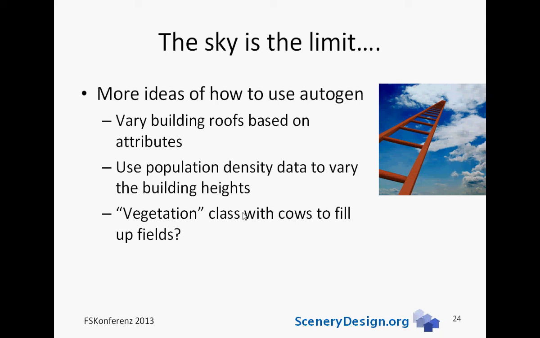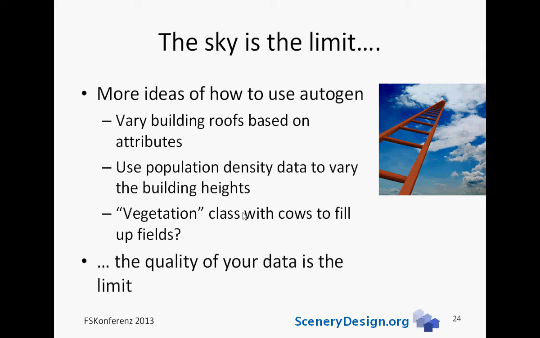Or why not make a vegetation class, a custom vegetation class, and fill it with cows and use them to populate the fields. Instead of placing trees, you could be placing cows in the field. I think the possibilities are almost endless, as long as you have good ideas. Just try it out and have fun with Autogen. I think it's a very interesting technique, and in general it gives quite good performance as well, and it can really make your photo scenery much more realistic.